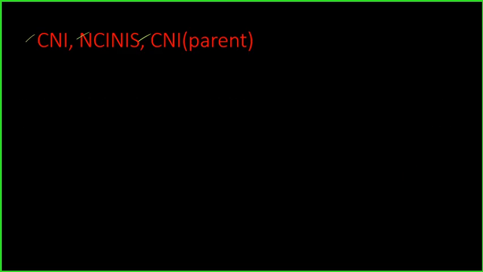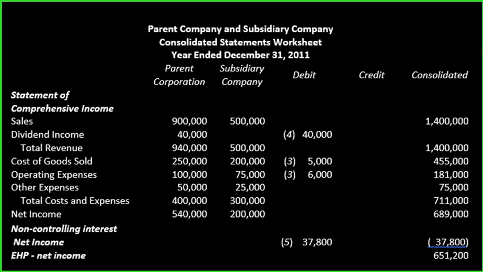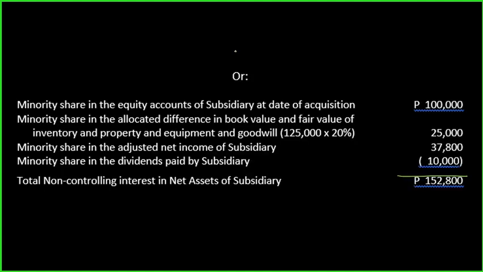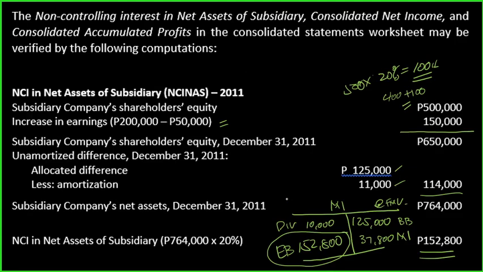Let's check if our answer is correct. There you go. 689 minus 37,800. EHP, equity, ano daw yung EHP? Equity holding of the parent in the net income of the subsidiary. Okay. I prefer to use consolidated net income as far as the parent is concerned. Okay, next. Ano pa yung mga total na tinatanong? Minority interest, na-compute na rin natin to kanina. Paano natin na-compute yan kanina? Siya po ito, T accounts na ito.